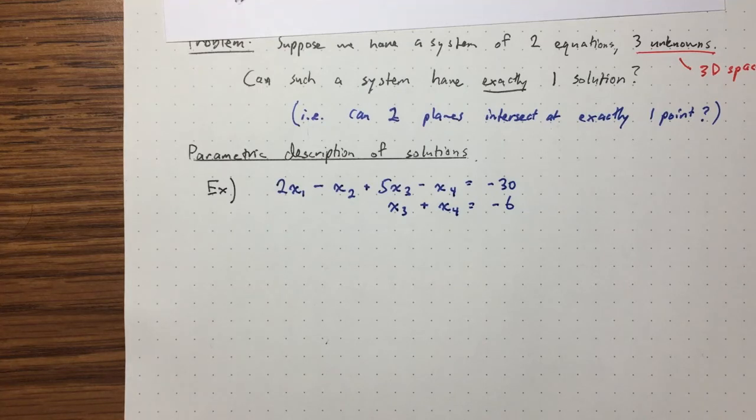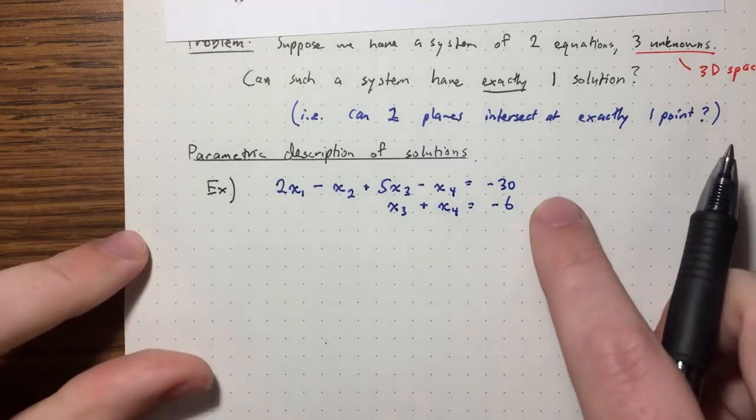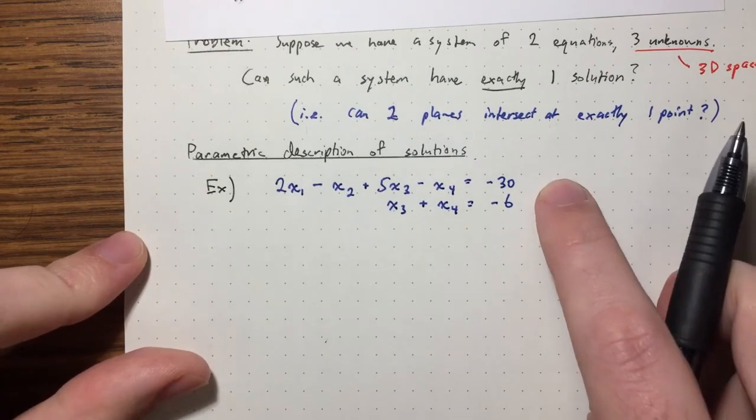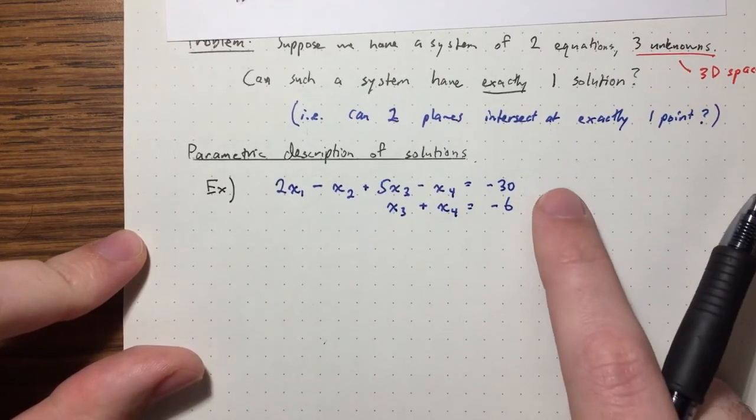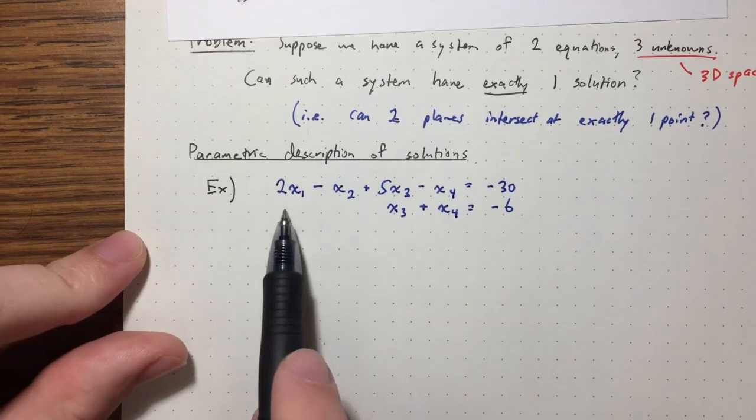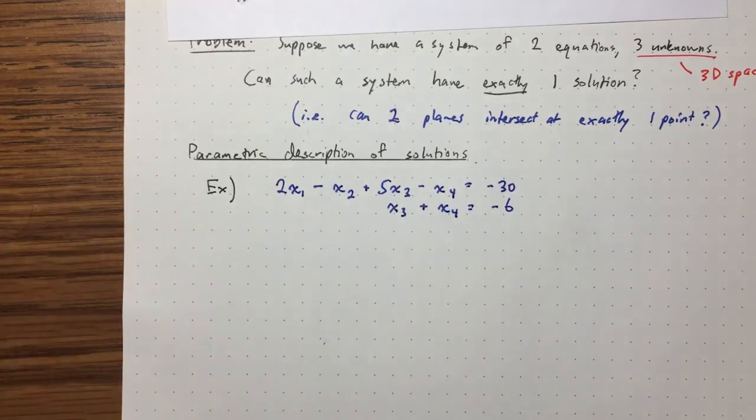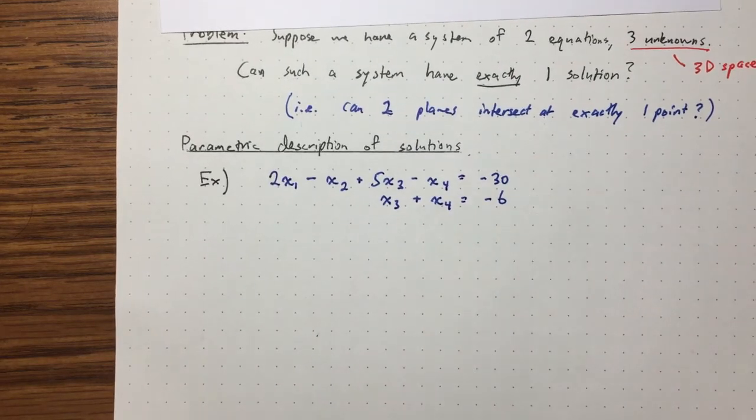Okay, what should we try to do now? First of all, the solutions are living in 4-dimensional space, right? Each of these equations represents some kind of 3-dimensional object in 4-dimensional space. Very tough to visualize. But we want to somehow look at the intersection of these two objects.